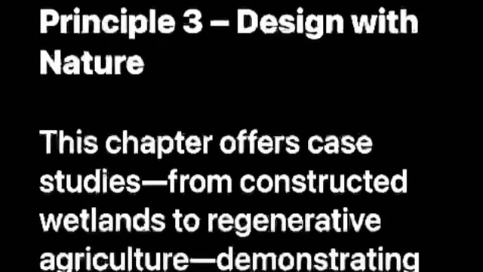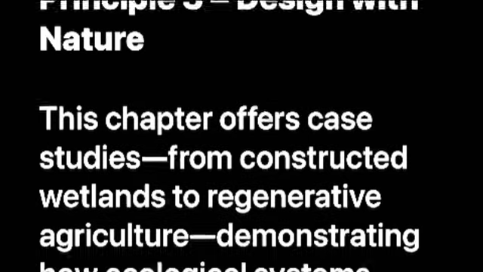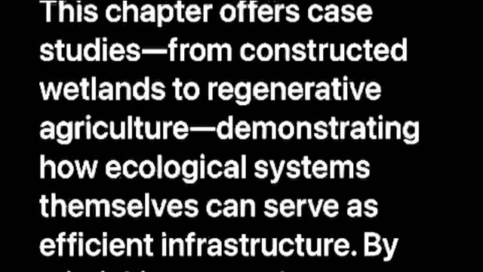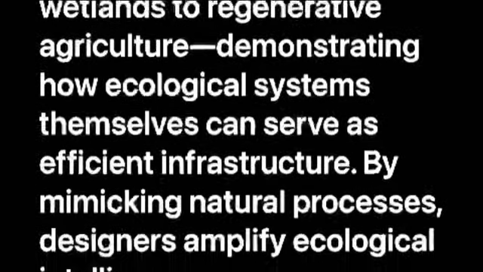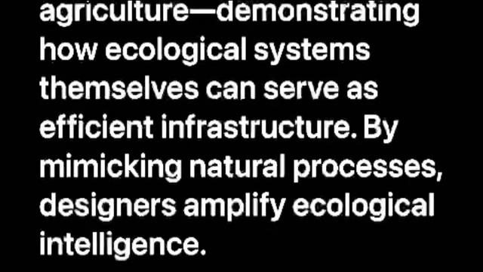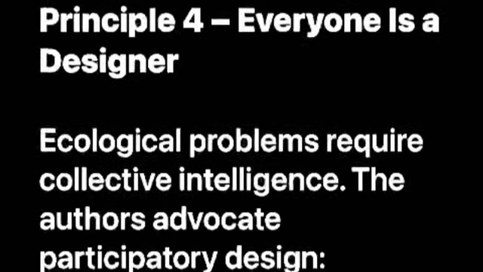Principle 3, Design with Nature. This chapter offers case studies from constructed wetlands to regenerative agriculture, demonstrating how ecological systems themselves can serve as efficient infrastructure. By mimicking natural processes, designers amplify ecological intelligence.